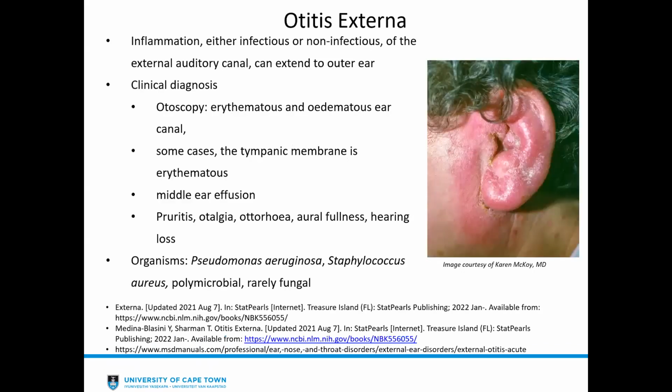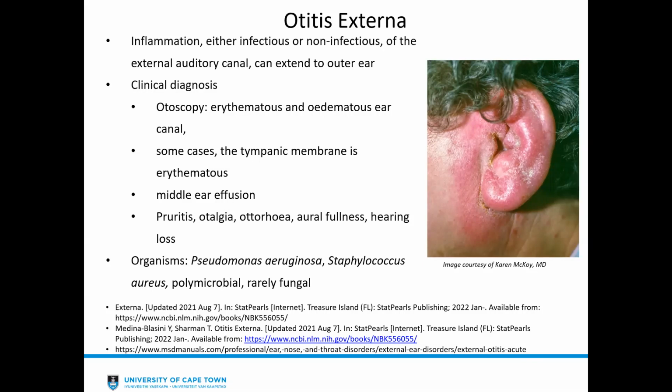The first one I want to have a look at is otitis externa. Otitis externa is inflammation, which can either be infectious or non-infectious, of the external auditory canal. In some cases, the inflammation can extend into the outer ear, such as the pinna and the tragus, as you can see in the photo on the right. It is classified as acute, with symptoms that last less than 6 weeks, or chronic, with symptoms that last more than 3 months.